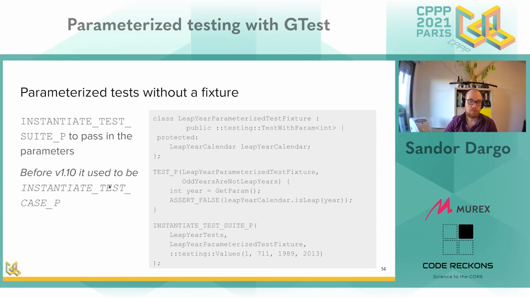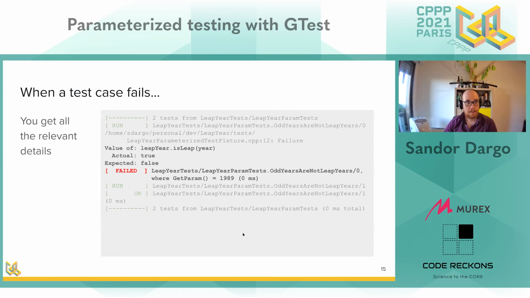And if you move to 1.10 with an already existing parameterized test, you will get some compiler warnings so that you migrate to this TEST_SUITE_P. But the name is the only difference from a practical point of view. And let's see what happens when a test case fails.